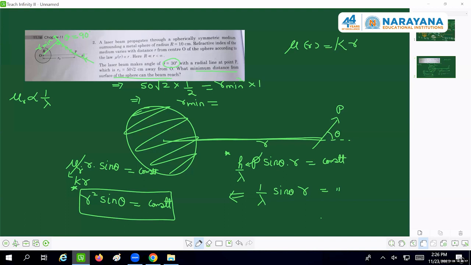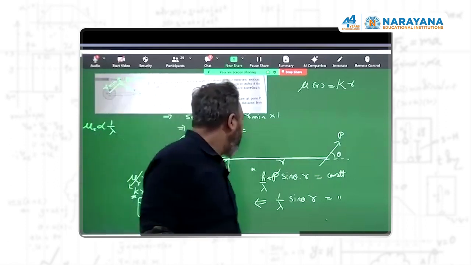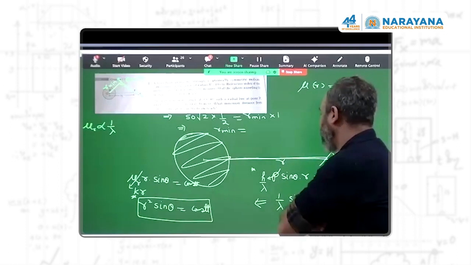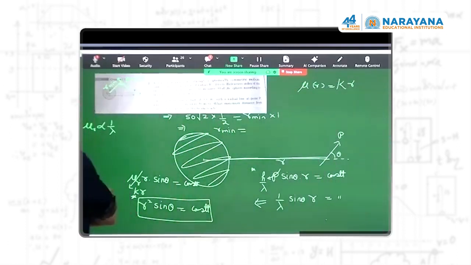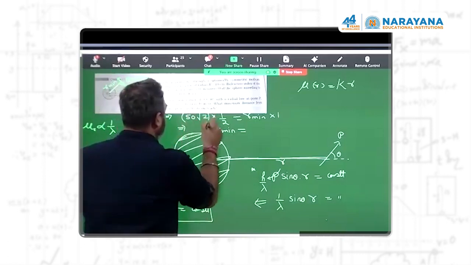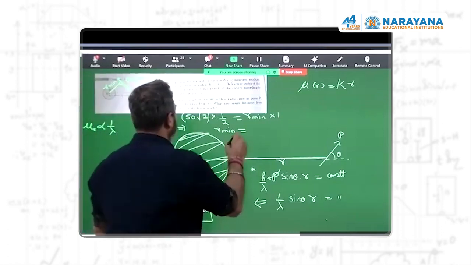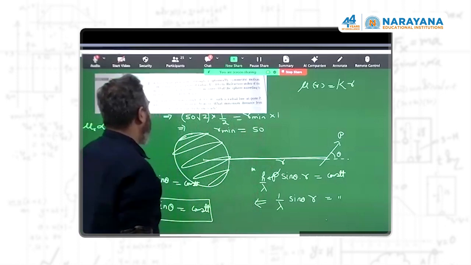mu was given as 1 upon lambda, so that became kr. The r term was already there, and I've taken the sine theta term. So the r square sine theta term was behaving as a constant. So this is 50 root 2 square into half, that is r min square. So r min comes out as 50 mm. If you can see that, it comes out as 50.